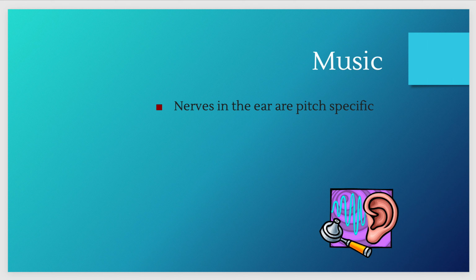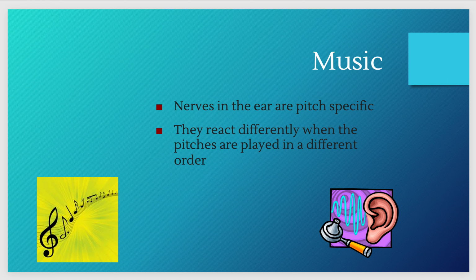Now, physically speaking, our ears are fearfully and wonderfully made. The nerves in our ear are pitch specific. Those of you who've taken anatomy know that there's cilia, these little hairs inside the ear that are sensitive to certain pitches and allow the brain to figure out what the pitches are. So when you have hearing loss, usually there's some damage to the cilia, and they react differently based on what pitches are being played.